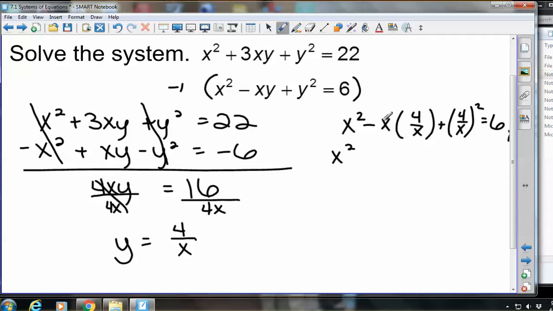So we have x squared. X times 4 over x would just be 4. This would be 16 over x squared equals 6. Alright. Not real pretty. What can we do? Okay, you could add your 4 over to get your constants together.